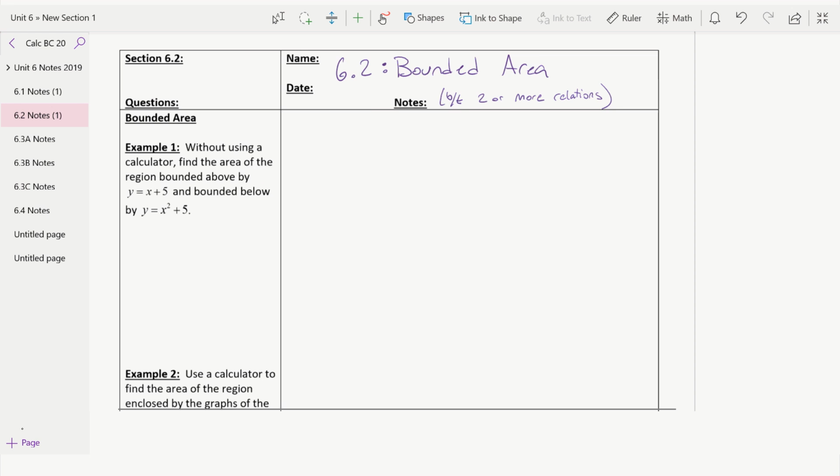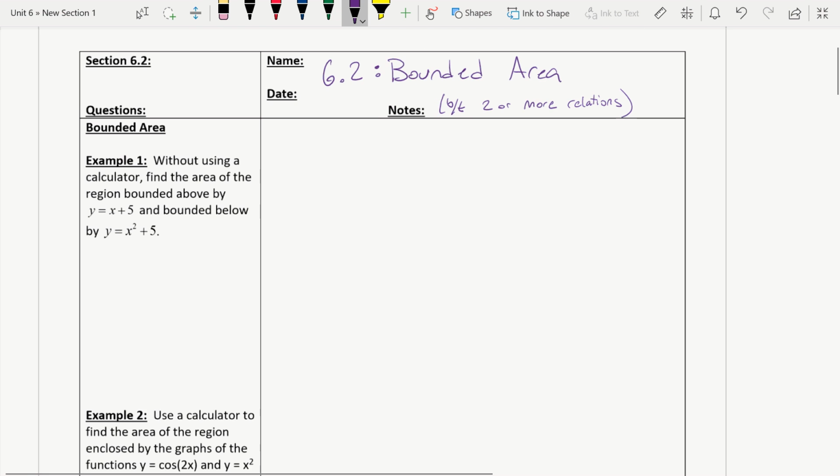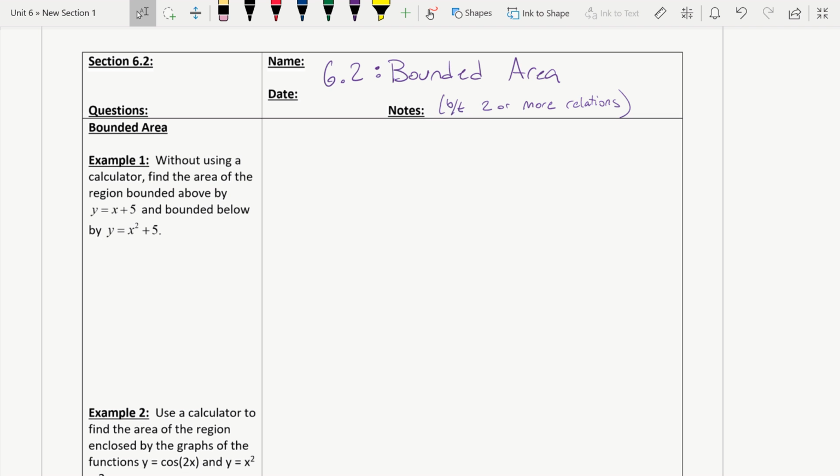Hey everyone, in today's video we're going to be talking about bounded area. Specifically, that's the area between two or more functions or relations. So far when we've integrated, that's been giving us the area underneath one function and the x-axis.